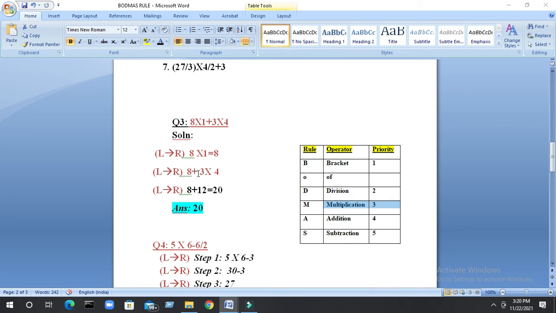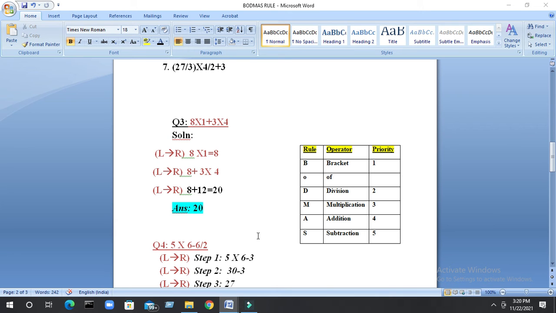So 8 plus, we leave the plus. Then what else is left out? 3 into 4. So 3 into 4 is 12, as you see in the next step. Then add it. Then 8 plus 12. Are there any more operators? No. So we get the final answer.